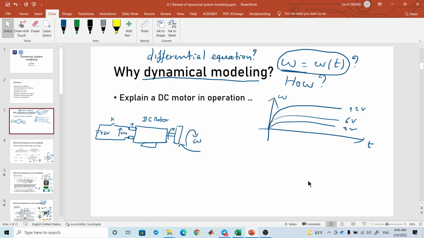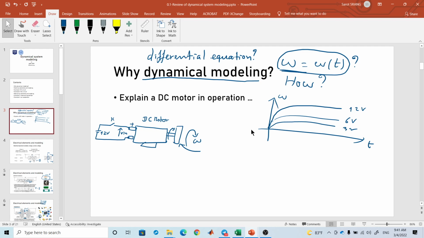So why do we do this modeling? Here I give one example: a DC motor in operation. Let's say you have a DC motor and you need to supply electrical power, and what you can play around with is the voltage. So here is the supply voltage with a switch. Initially, the switch is open, so no current flows through here. Then no torque is produced. The motor is at rest, no motion.